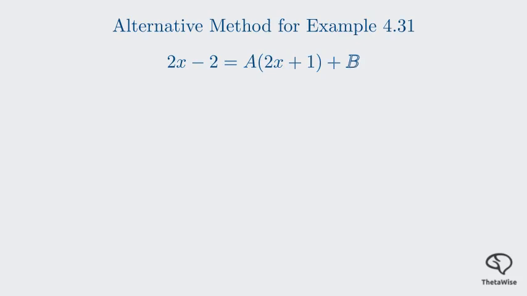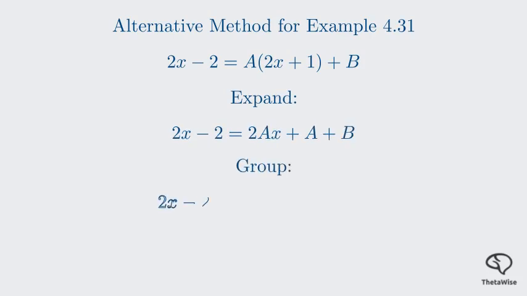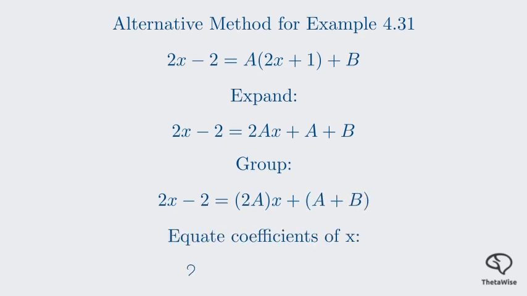Let's explore an alternative and sometimes more direct way to solve the same problem without using two substitutions. Remember the method of equating coefficients? Let's apply it here. We expand the right side, 2Ax plus A plus B. We collect the x terms and the constant terms. Now we compare the coefficients of x on both sides. On the left, we have 2x. On the right, we have 2Ax. Therefore, 2 equals 2A, which means A equals 1.